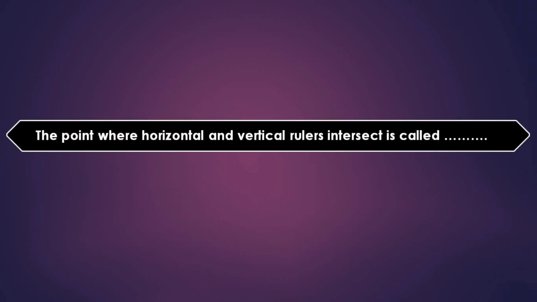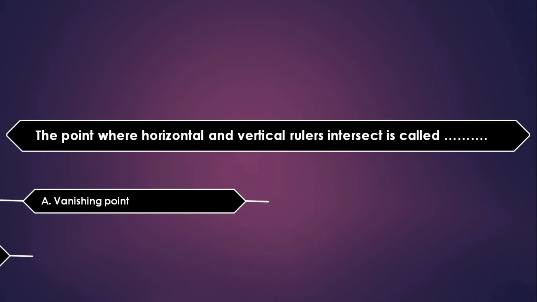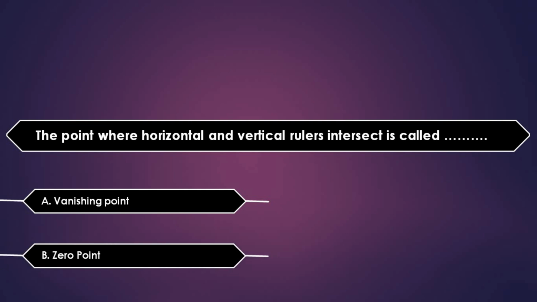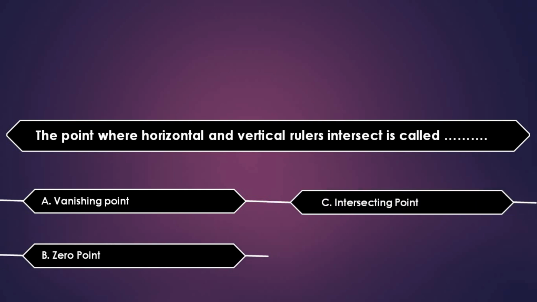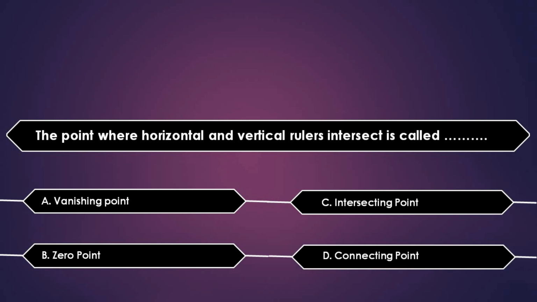The point where horizontal and vertical rulers intersect is called dash. A. Vanishing point, B. 0 point, C. Intersecting point, D. Connecting point. The right answer is 0 point. The point where horizontal and vertical rulers intersect is called 0 point.